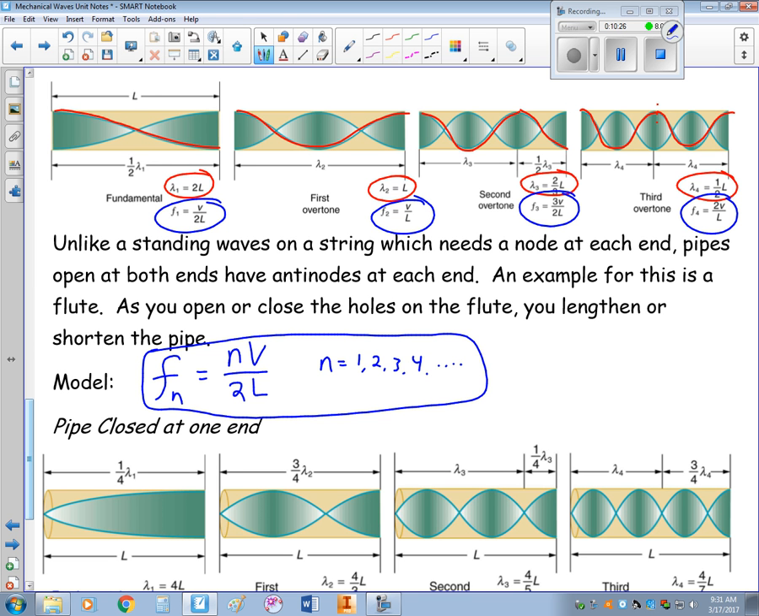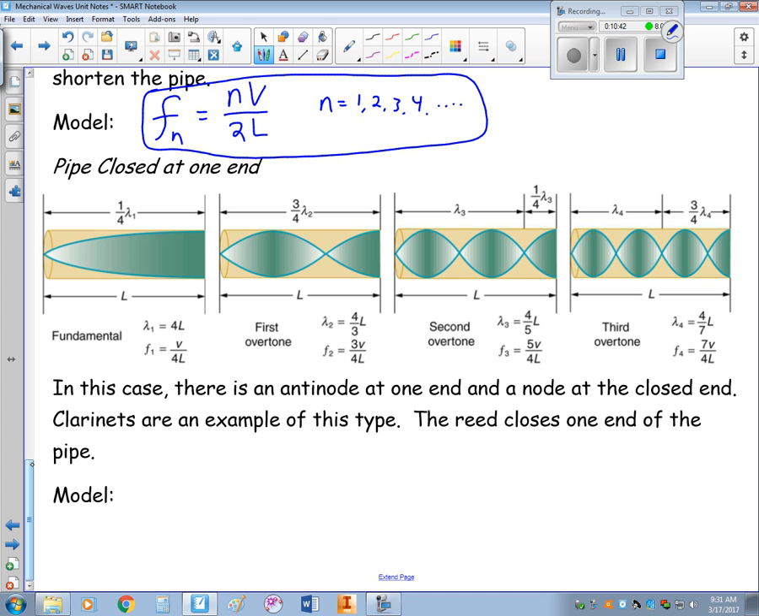And it's just like a string, except that for a string we had nodes at each end. For pipes we have to have antinodes at each end. A flute is an example of this, and a flute models this pretty accurately. The next type is more like an organ pipe, where it's opened at one end, closed at the other. So here we have to have an antinode at the open end and a node at the closed end.